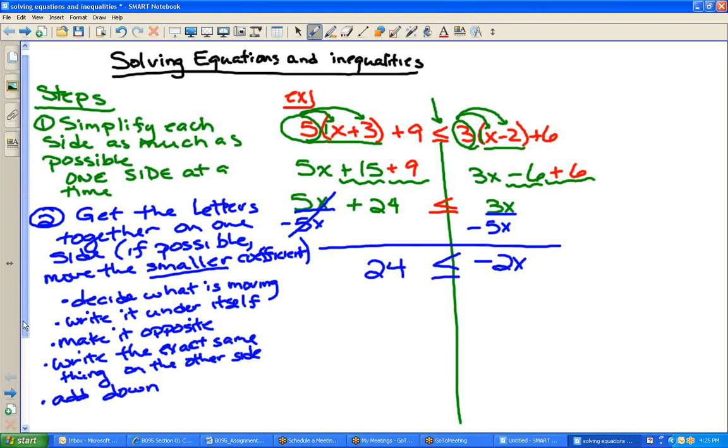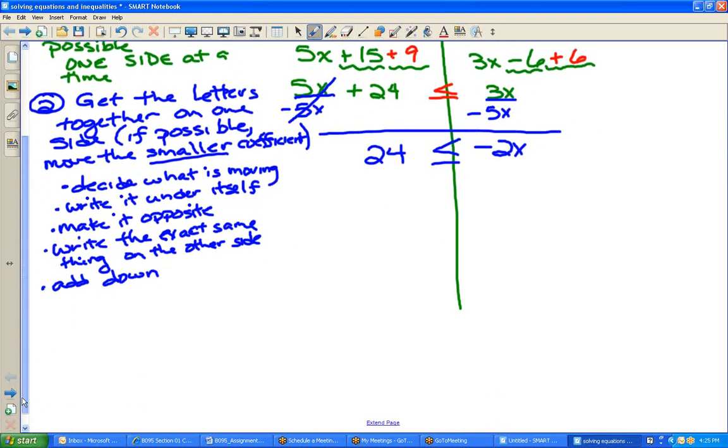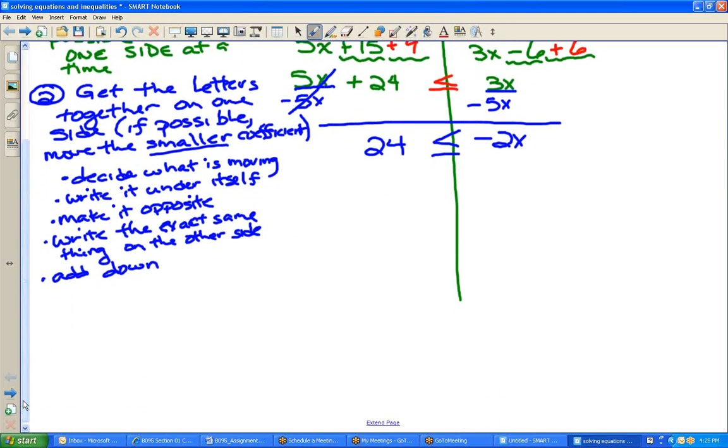We've got all the x's together on one side, and in this case they're on the right. I don't care if they're on the right or the left. I really just want to get them together. So then step 3, if there are still plain old numbers on both sides.